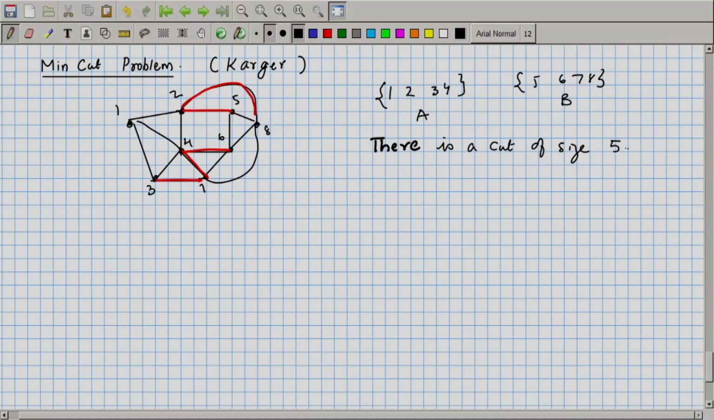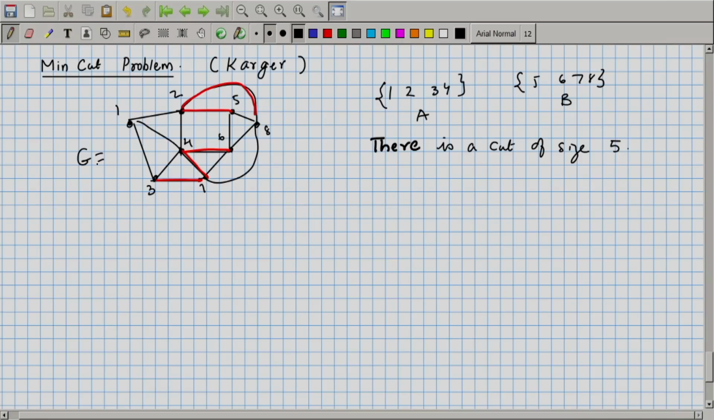There is a complementary problem, which is: what is the cut of the maximum size? The question that we will address today is the min cut problem, and we will come up with a randomized algorithm to find the min cut. So, in this particular graph, what is the min cut?